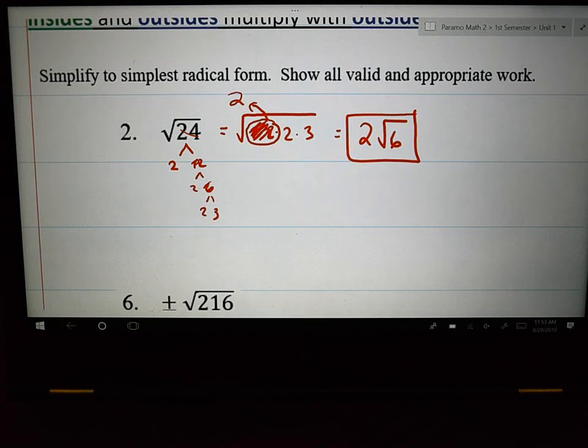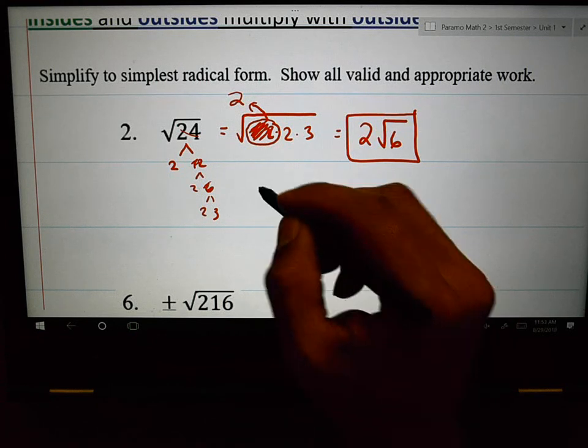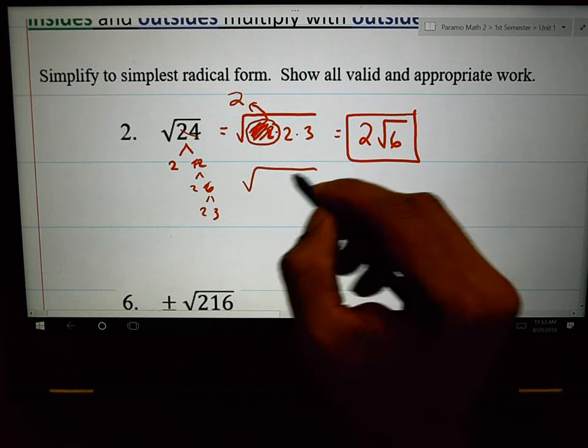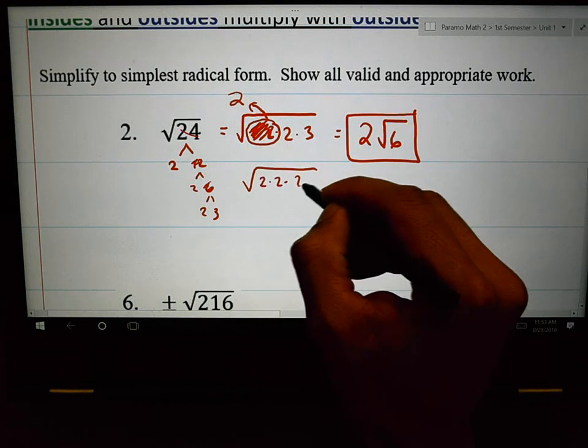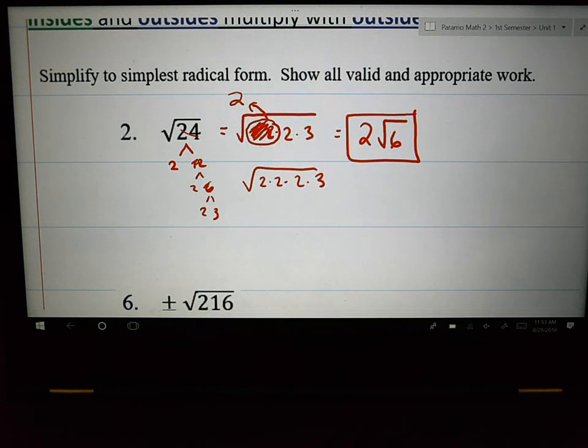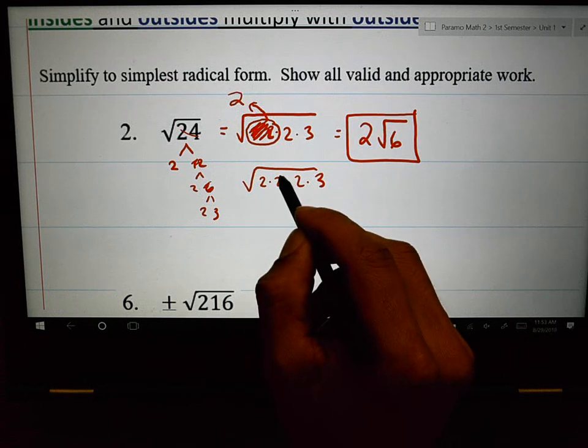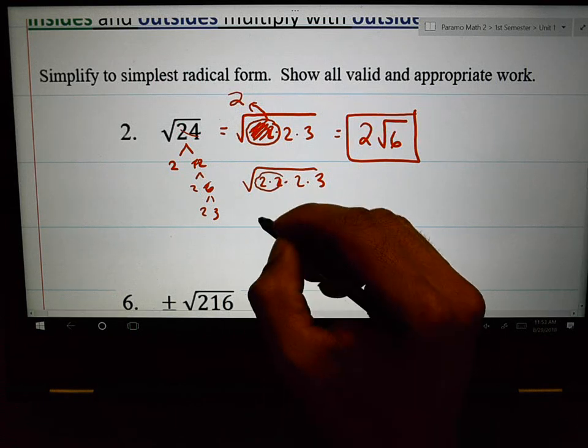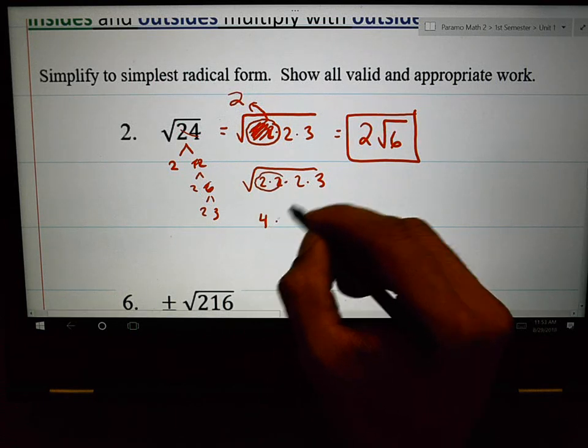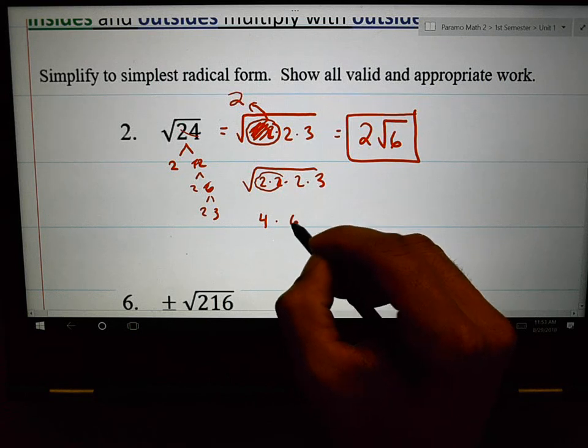I want to show that to you in one other way. Earlier we said it was 2 times 2 times 2 times 3. Do you know what 2 times 2 is? And we know what 2 times 3 is?